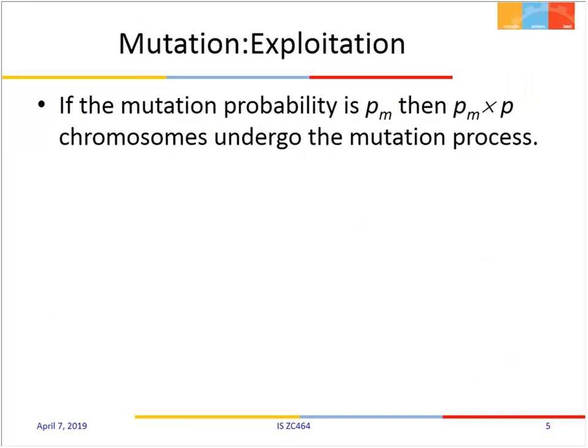Okay. So then you have mutation where exploitation is the target that we reach by simply changing these bits. So if the mutation probability is PM, then PM multiplied by P chromosomes undergo the mutation process. So you understand that there were P initial chromosomes.